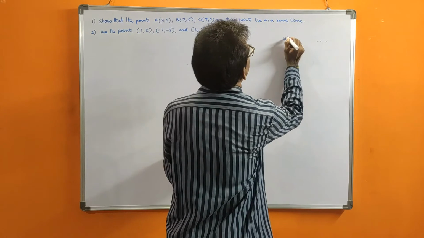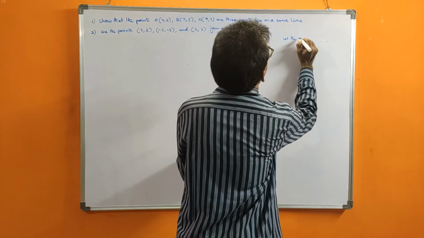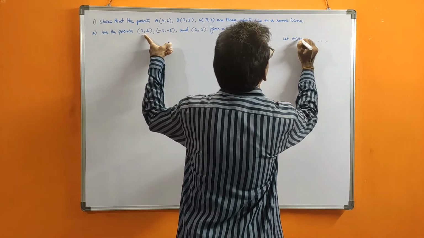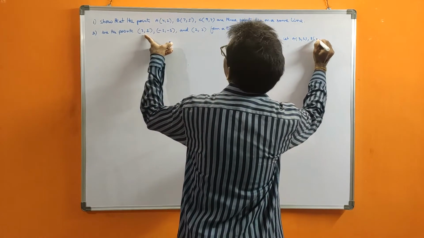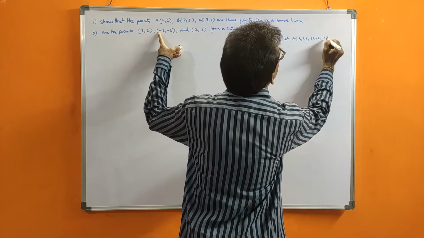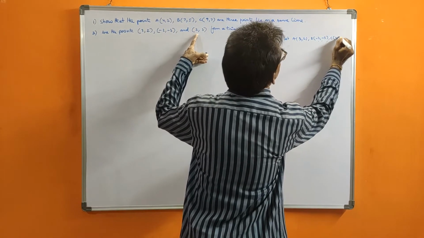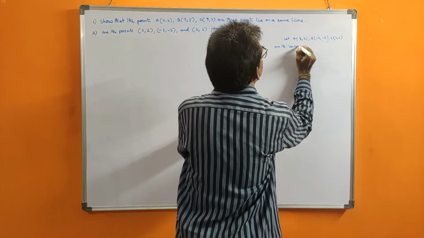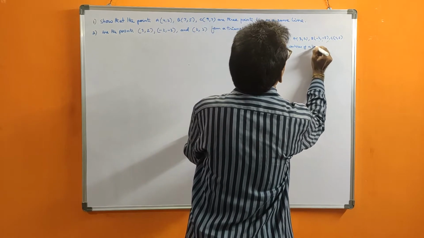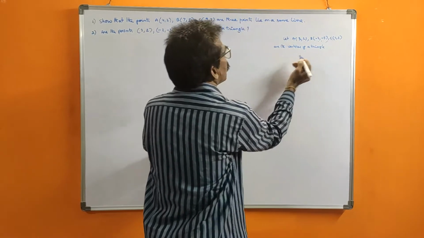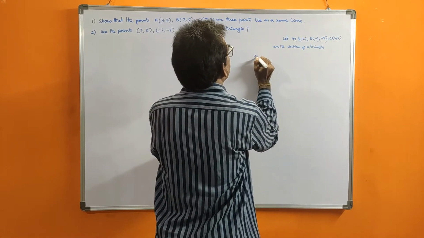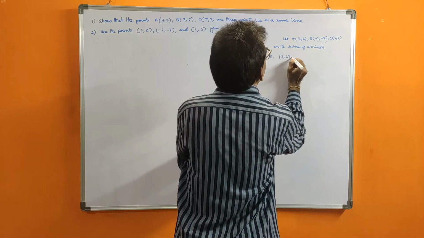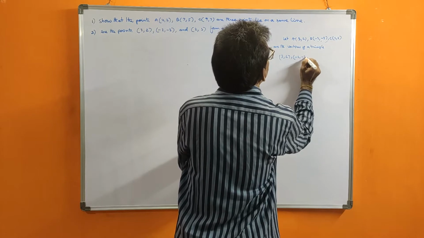Now we should give names. A (3, 2), B (minus 2, minus 3), C (2, 3) are the vertices of a triangle. Now find out the lengths. Now length AB. Find out: A is (3, 2), B is (minus 2, minus 3).